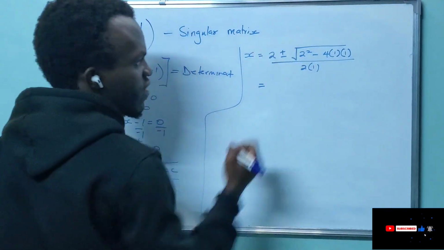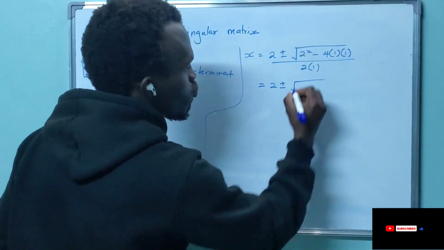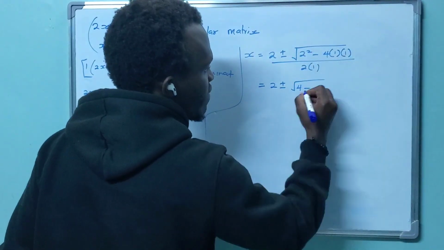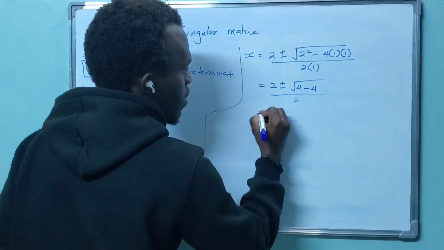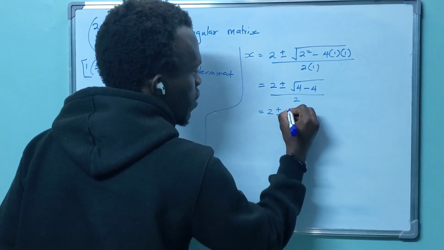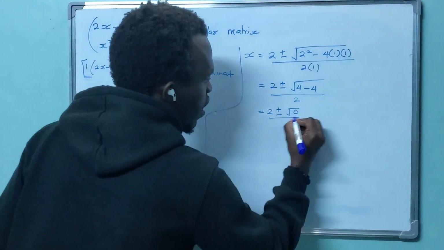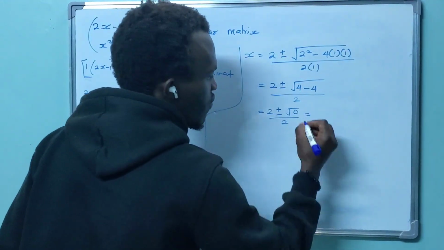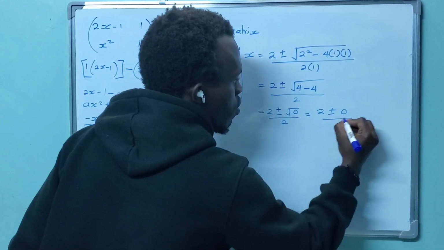Whereby what am I going to have as the value of x? That is going to be 2 plus or minus the square root of 2 squared, that is 4, minus 4, divided by 2. Whereby I'm going to have there 2 plus or minus the square root of 4 minus 4, that is 0, over 2. Whereby what am I going to have there? I'm going to have there 2 plus or minus 0 over 2.